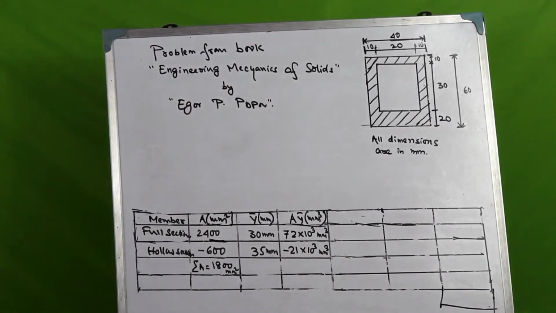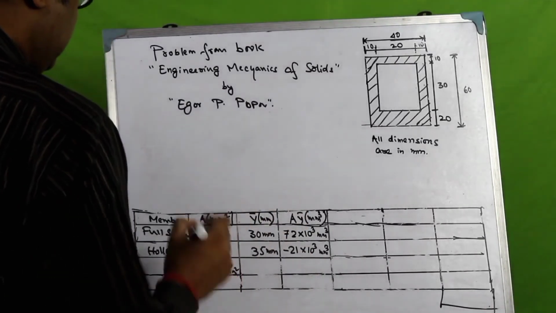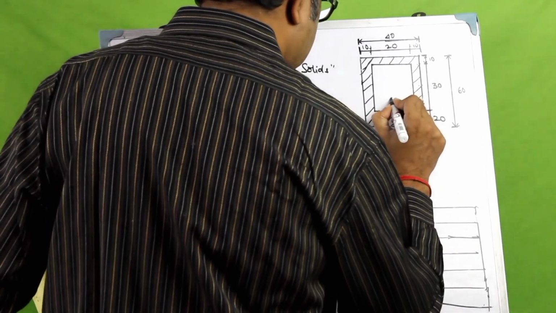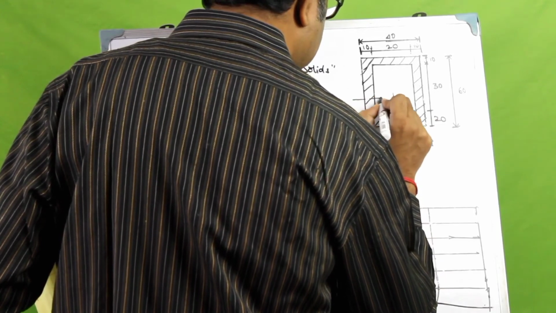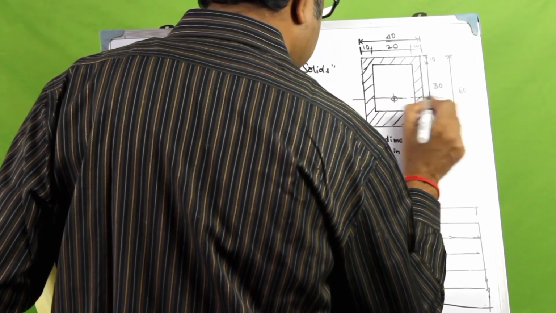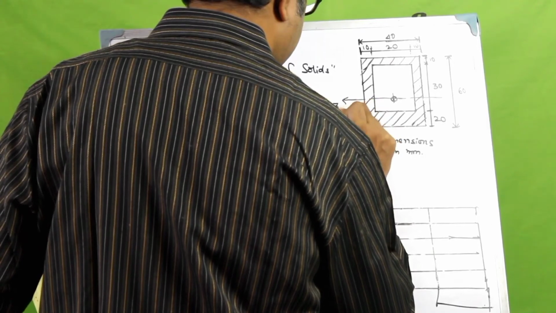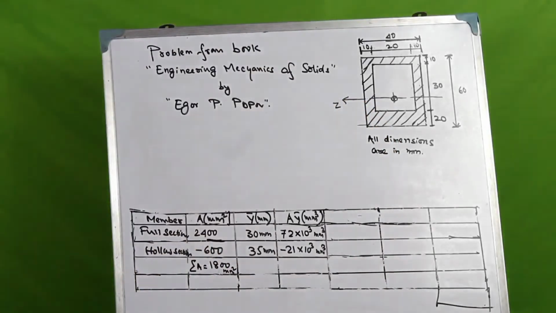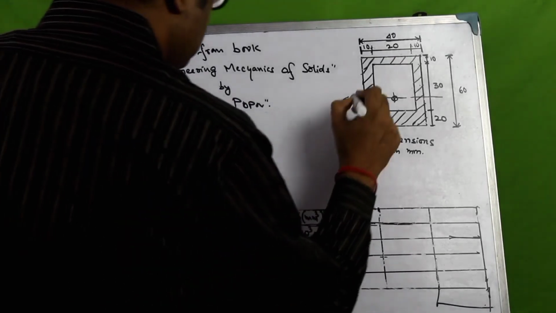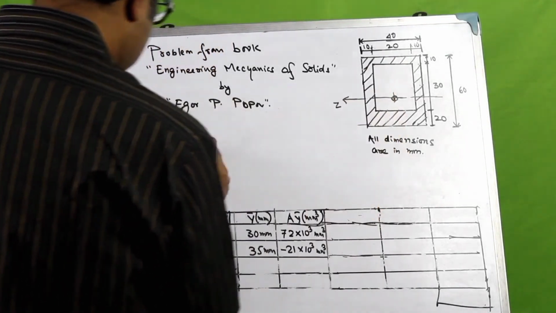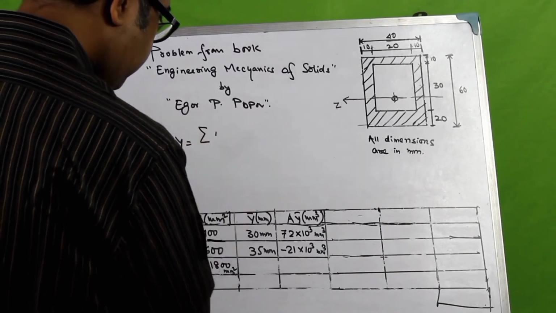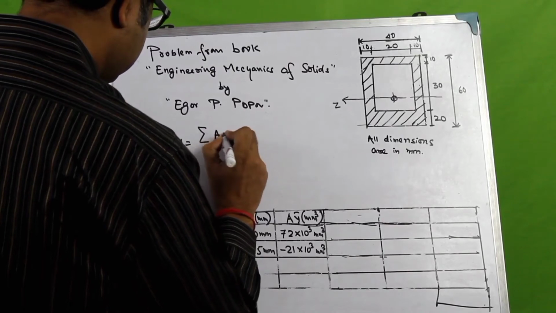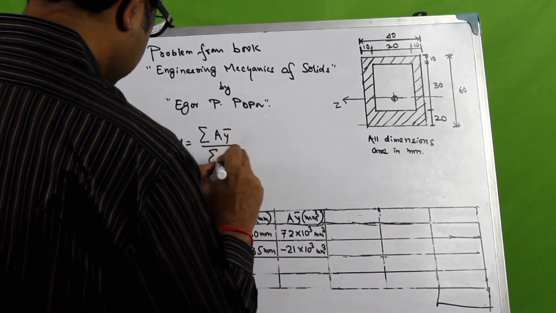Like last time, the centroid would be found. Let the centroid be located here, and this is the horizontal centroidal axis. So this is the Z. Now what would be the distance? The distance would be y from the bottommost part. Like last time, y would be given as summation of A y bar divided by summation of A.